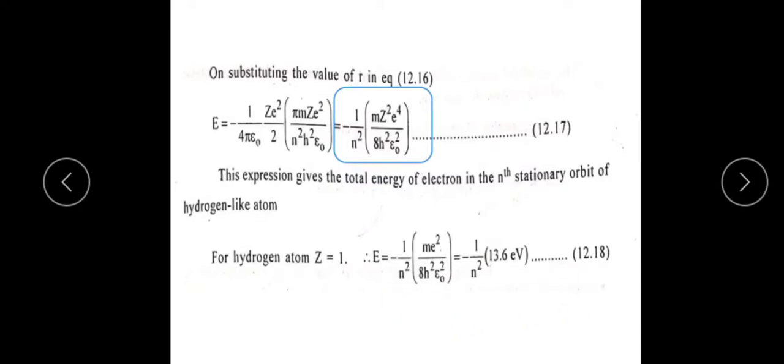So this is the concept of total energy of the electron revolving in the stationary orbit, and this is the expression for the total energy of the electron revolving in the nth stationary orbit. Thank you.